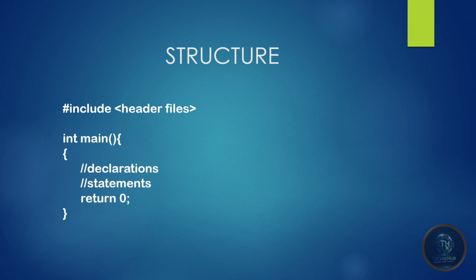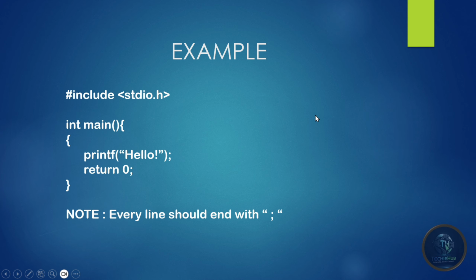The most common header files we use are stdio.h and stdlib.h, which means stdio means standard input and output. stdlib means standard library. These are the common header files we use, and depending on the functions we introduce in the code, we may change the header files. Example: hashtag include stdio.h int main. This is the header file section, and this is the function section.